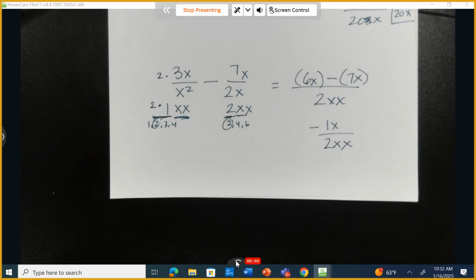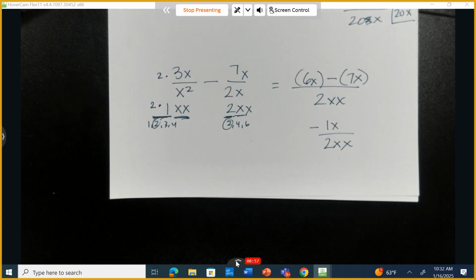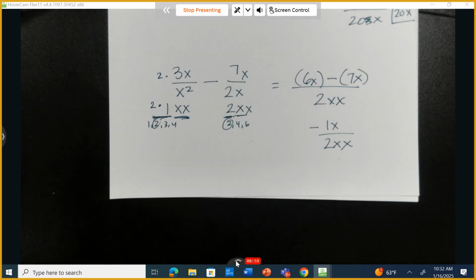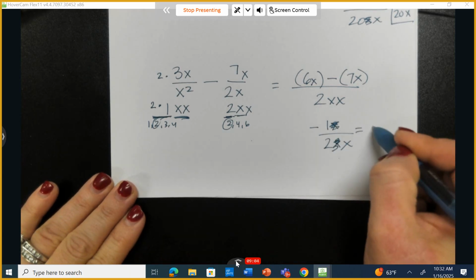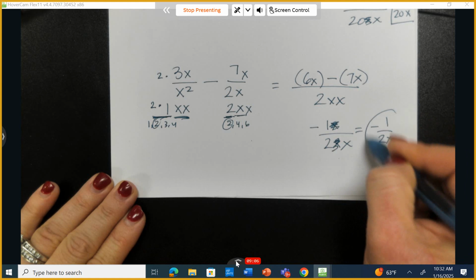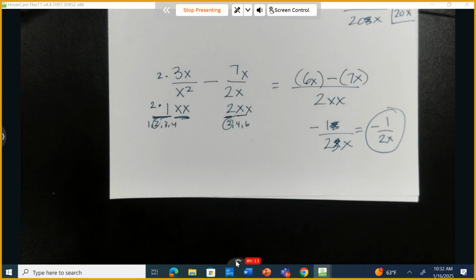Okay, you ready? This is what somebody hands in. They circle this, and I say, oh, you're so close, but you're wrong. Why? Don't tell me, tell your partner. Everything I've done is right up to this point, so why can this not be your final simplified answer? Go. You have 15 seconds. So the x on top and the x on the bottom simplify, and I'm left with negative 1 over 2x. Negative 1 over 2x. That is my final simplified answer.